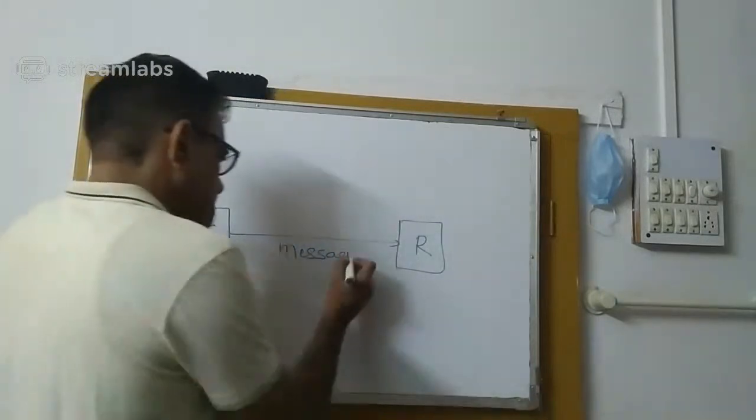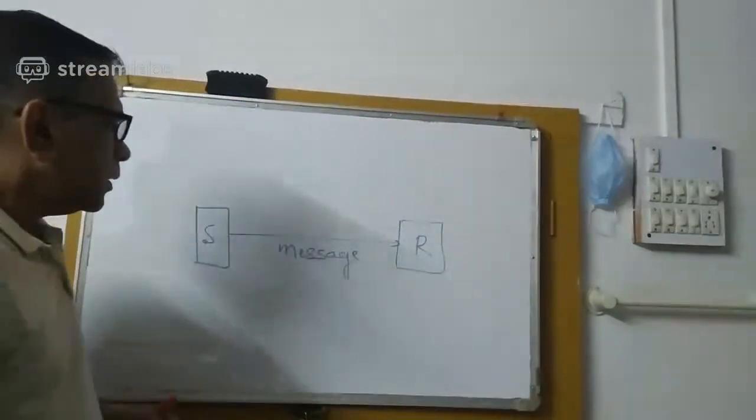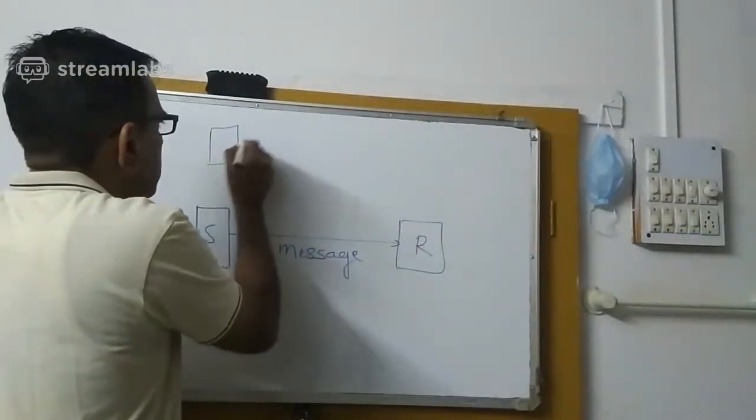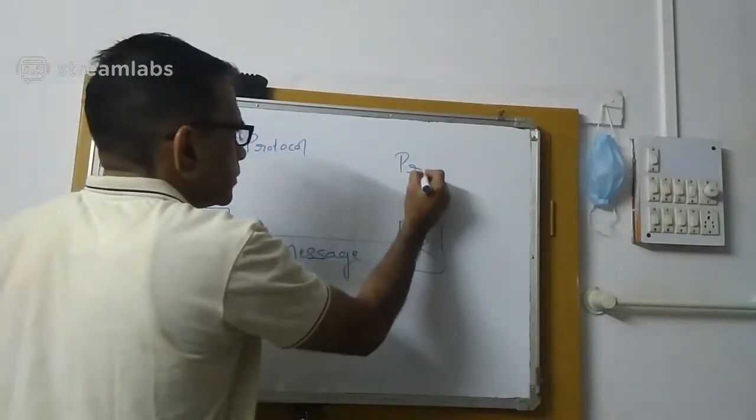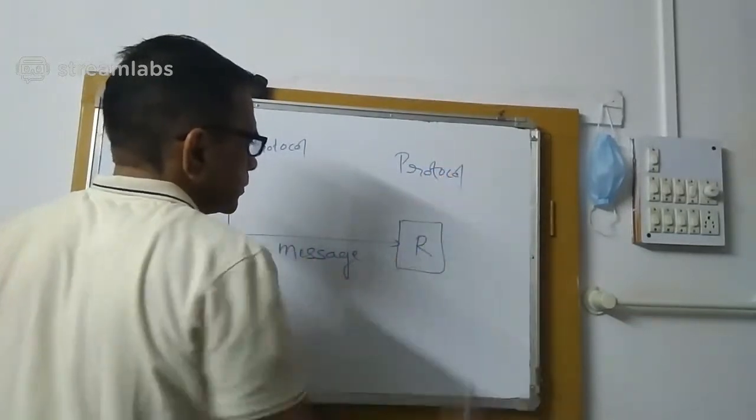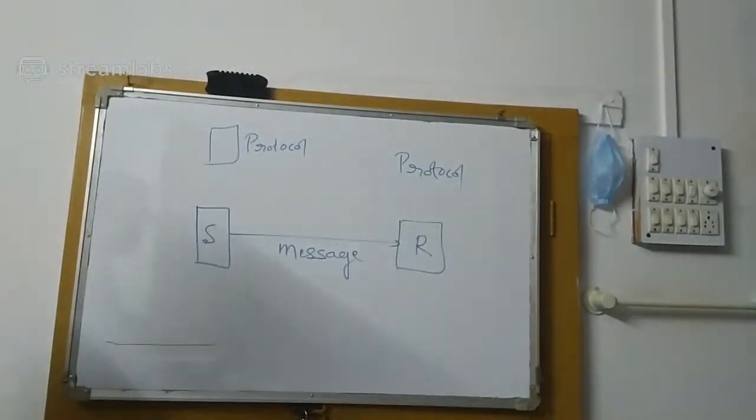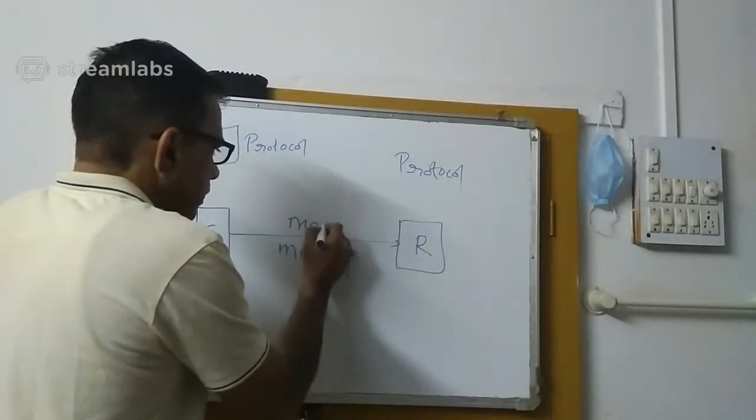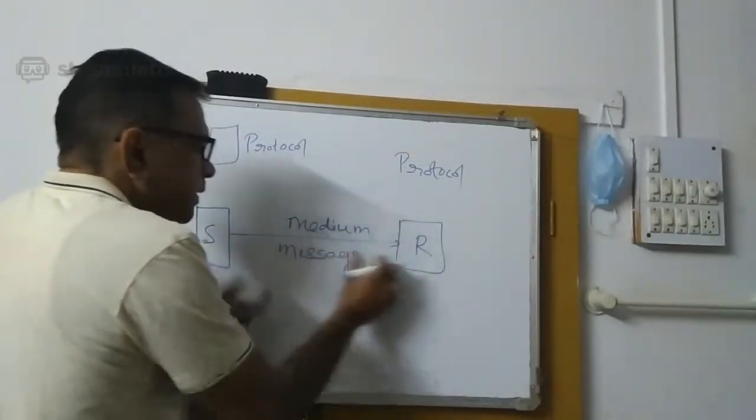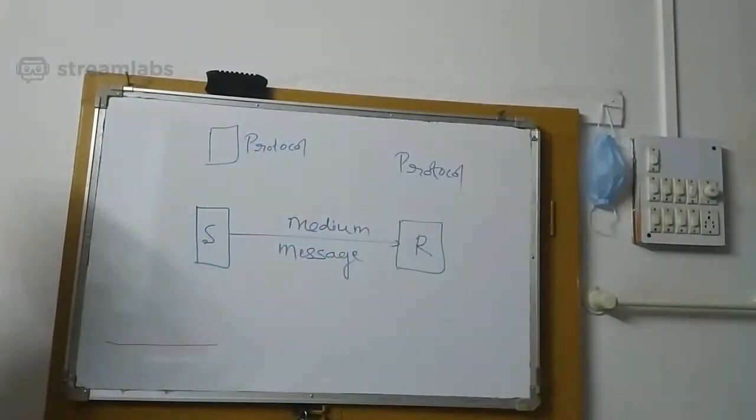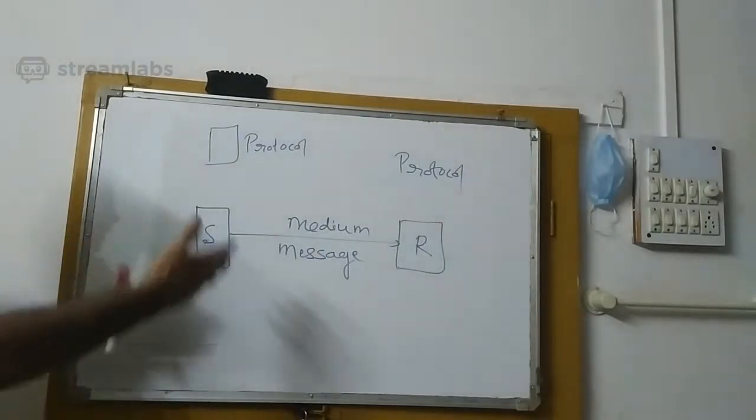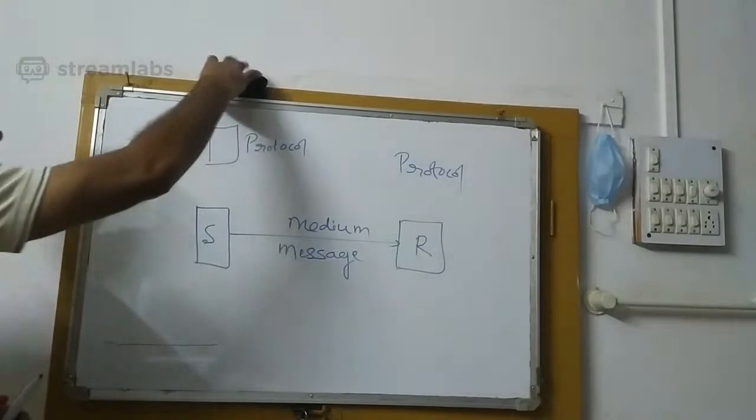Message, and then we talk regarding protocol. Okay, then the medium through which these messages are transmitted. So these are the components of our communication system, right? So how exactly we discussed all the details regarding these things in the last class.